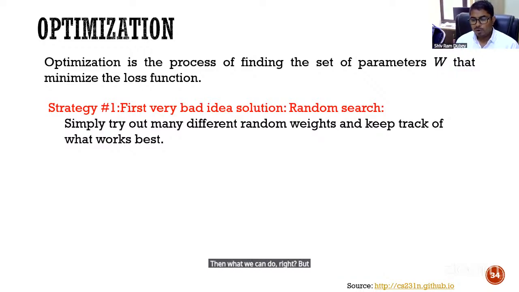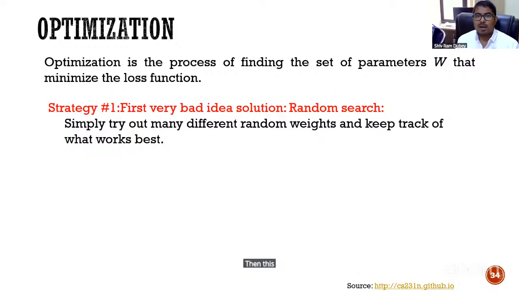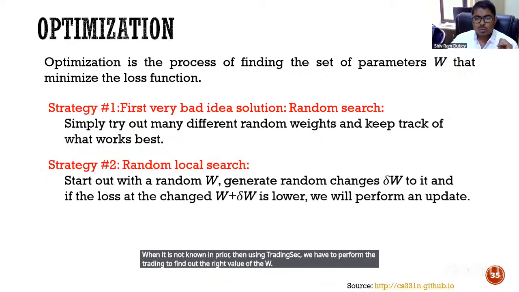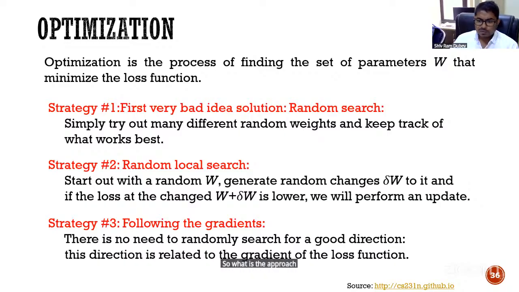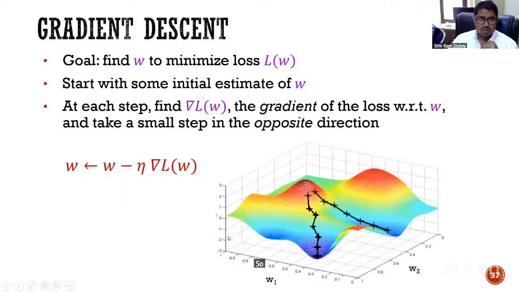But the problem is, if we have a particular data set, if we have a problem to solve, then these parameters W and B are not known in prior. When they are not known in prior, then using the training set, we have to perform the training to find out the right value of the W. So the approach that we generally follow is based on the gradient, which is called the following the gradient approach. That is strategy 3 here.